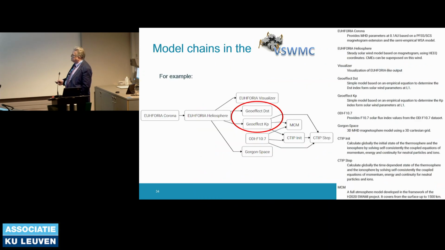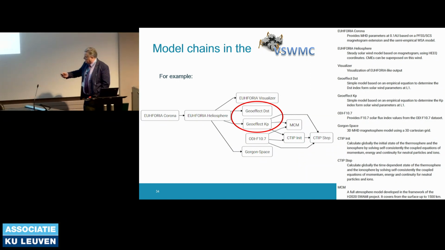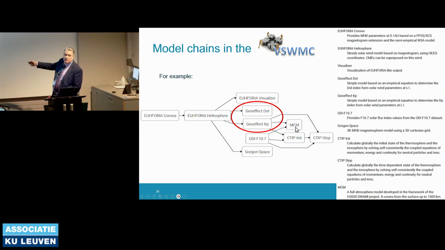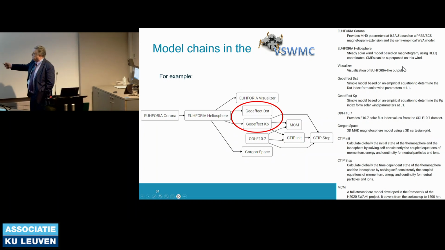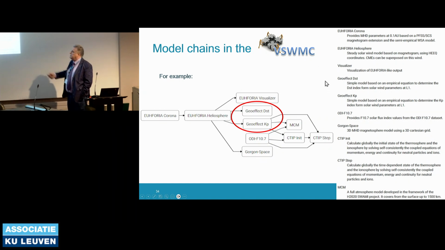And why am I saying this? Because there are many model chains in the modeling center, and some of them are actually coupling the 2 parts of EUHFORIA with these models for the Dst and the Kp index, and also the plasmasphere standoff distance actually. So here the models are described in the system. They will show you later how to get this information. And so, in fact, these are not the data, of course. These are actually models that predict the Dst index and the Kp.